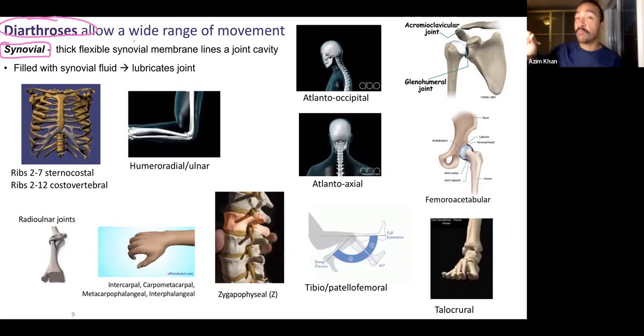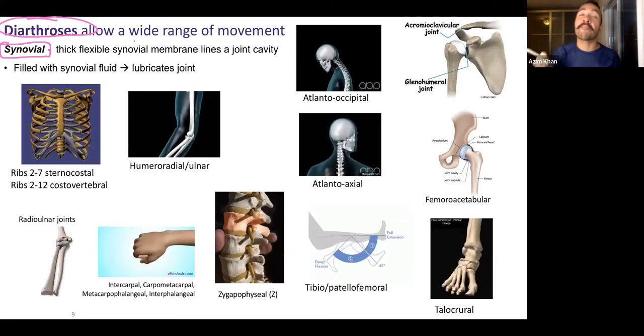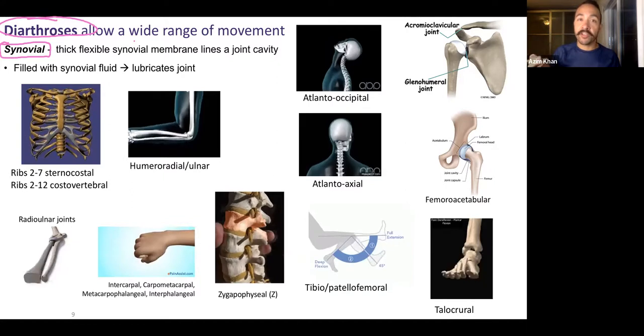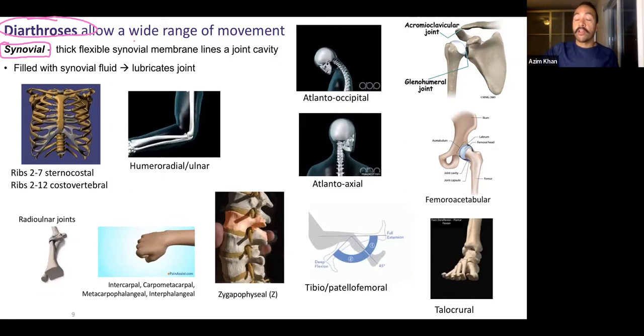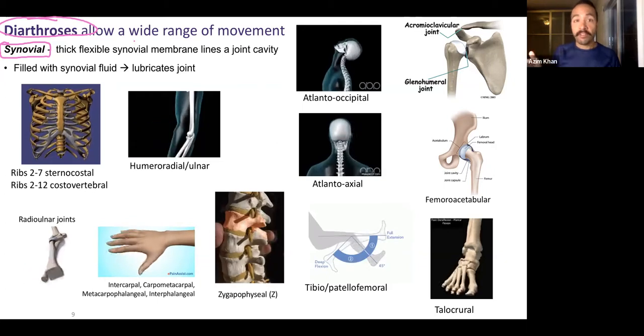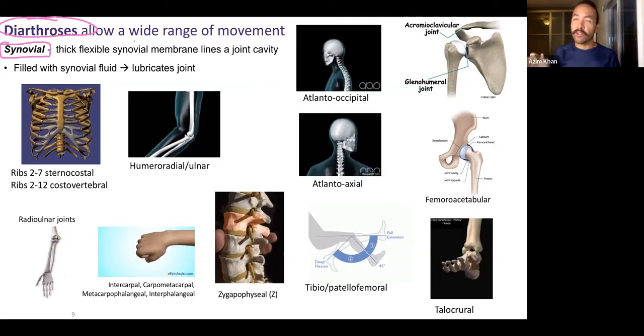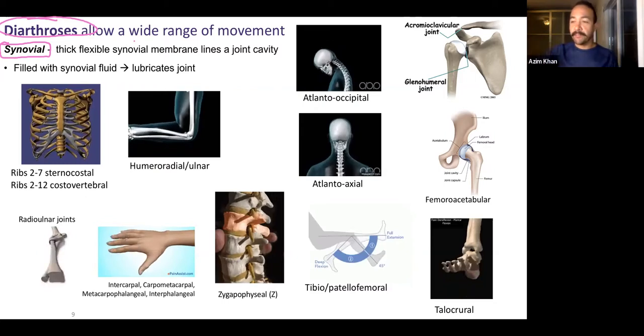Diarthrosis is talking about how much it moves. Synovial is talking about what it's made of. They're just referring to different things about the same joint. So let's go over some prime examples of synovial joints. And we have a full list in the chapter study guide.